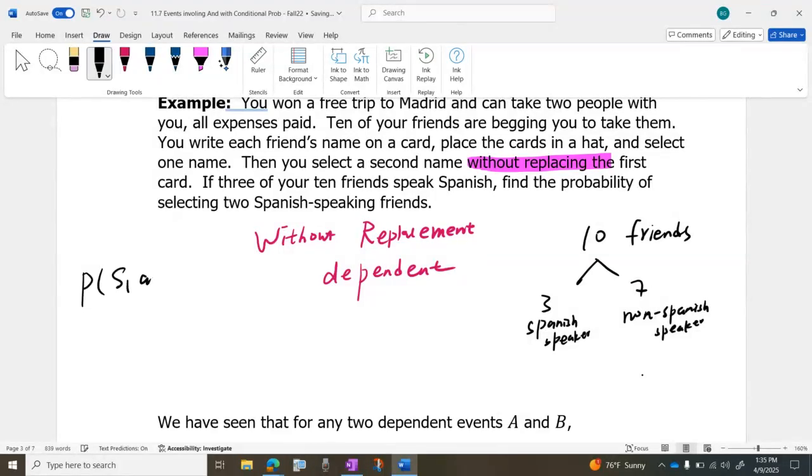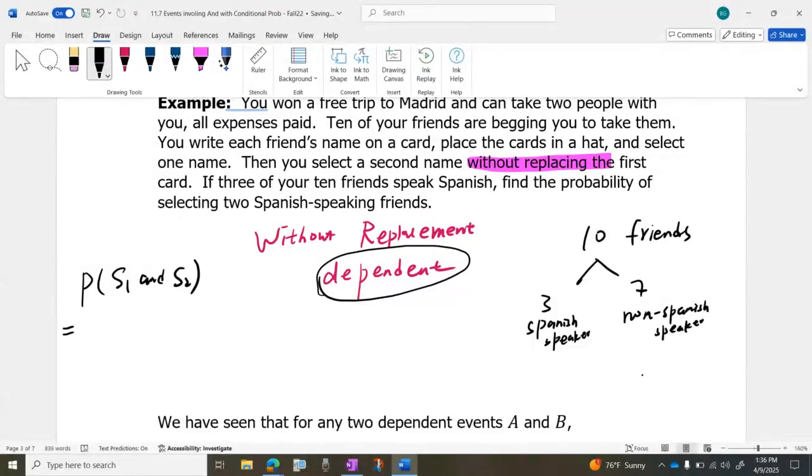How about S1 and S2? Whatever level you feel comfortable with and understand, that makes sense to you. S1 would be the first time you pick a name and that friend is a Spanish speaker. S2 would be the second time you pick a card on which the name belongs to a friend who speaks Spanish. S1 and S2 are dependent, right? We agree? Dependent. Similar idea to the marble example.